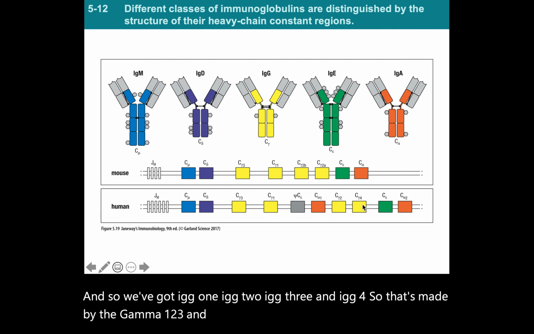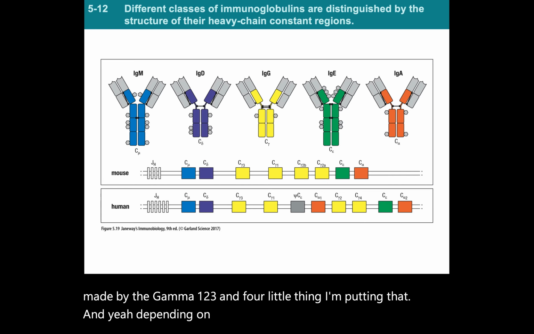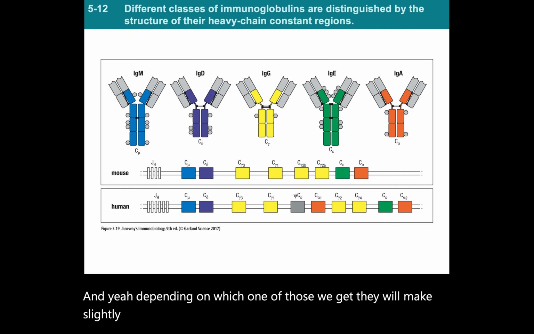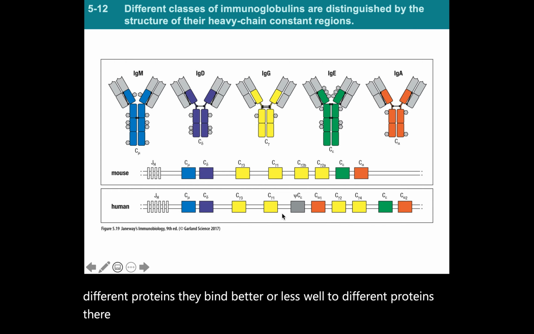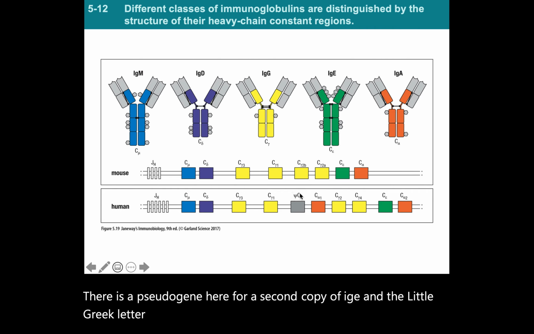See the little thing I'm pointing at? Depending on which one of those we get, they will make slightly different versions of antibodies. They can bind to slightly different proteins. They bind better or less well to different proteins. There is a pseudogene here for a second copy of IgE. And the little Greek letter psi in front, that's what this thing is. It looks like a little trident. It tells you this is a pseudogene.